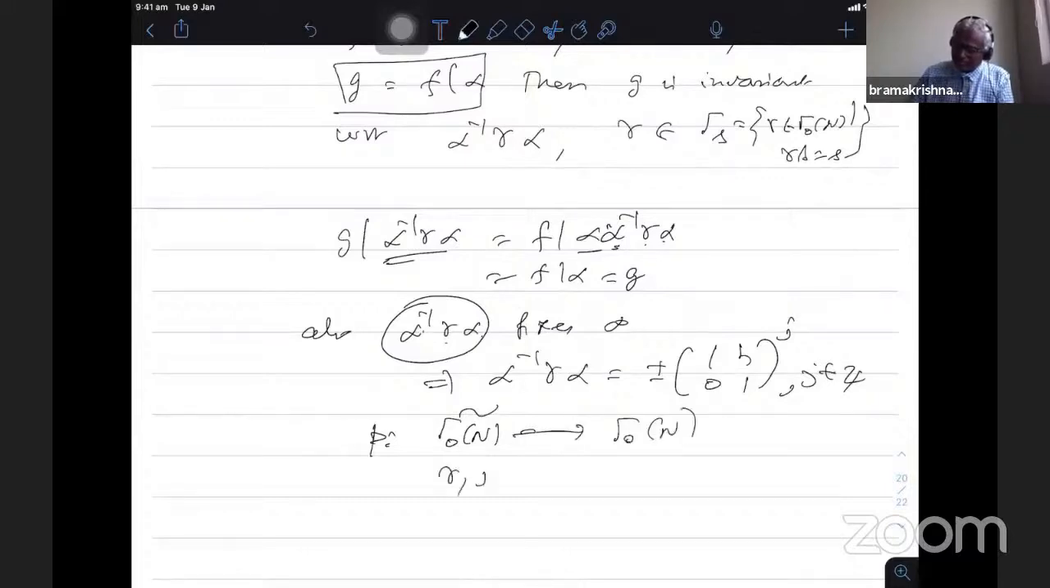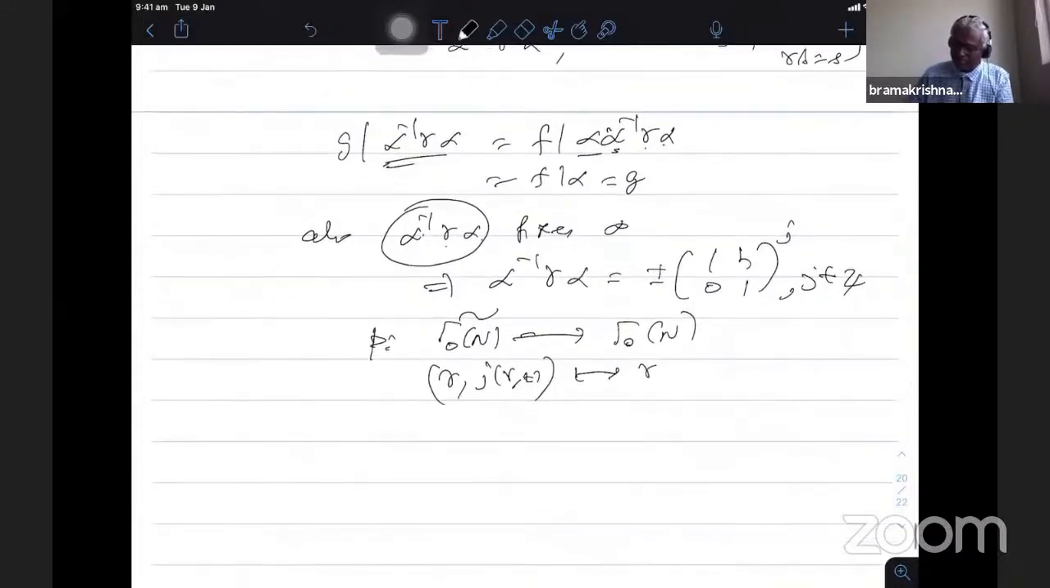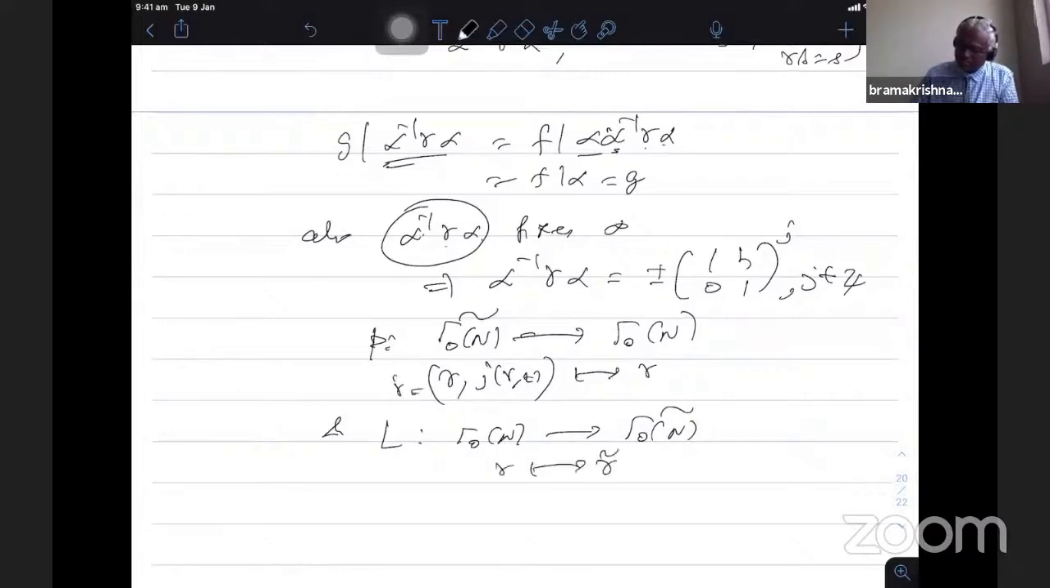So gamma J gamma s goes to, this is the projection map, and there is a lifting map which takes gamma 0 n to gamma 0 n tilde. So gamma goes to gamma tilde. This is called gamma tilde. So one is the lifting map, one is the projection map.